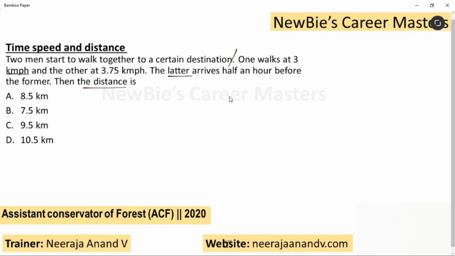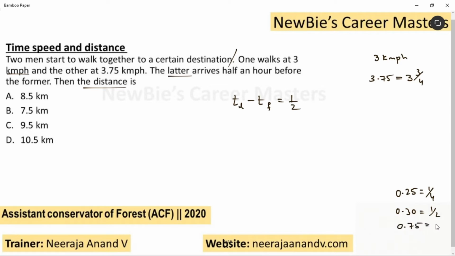Then, see, they're telling the time taken by the latter person minus the time taken by the former person is half an hour. You can take 1/2 for this, okay? Then, what is the speed of the latter person? 3 km per hour. What is the speed of the former person? 3.75 km per hour. You can write this as 3 3/4 km per hour. See, 0.25, you can take this as 1/4, 0.30 as 1/2, 0.75 as 3/4. Am I clear? So 3.75 means you can rewrite it as 3 3/4.